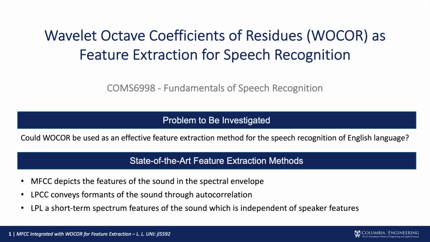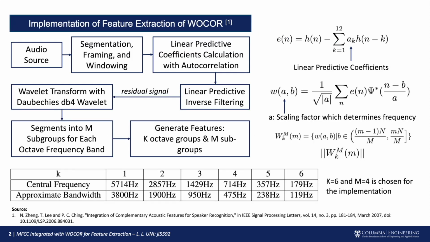The problem I would like to investigate is whether WOCOR could be a potentially effective feature extraction method for speech recognition. Some current useful feature extraction methods for speech recognition are MFCC, LPCC, and PLP. They all use different approaches to obtain features in the spectrum domain and have good performance on speech recognition. Since the audio source I use is just the database in the Italian example, the language for speech recognition is English, which does not have phonetic intonation. In other words, no pitch information in the language.